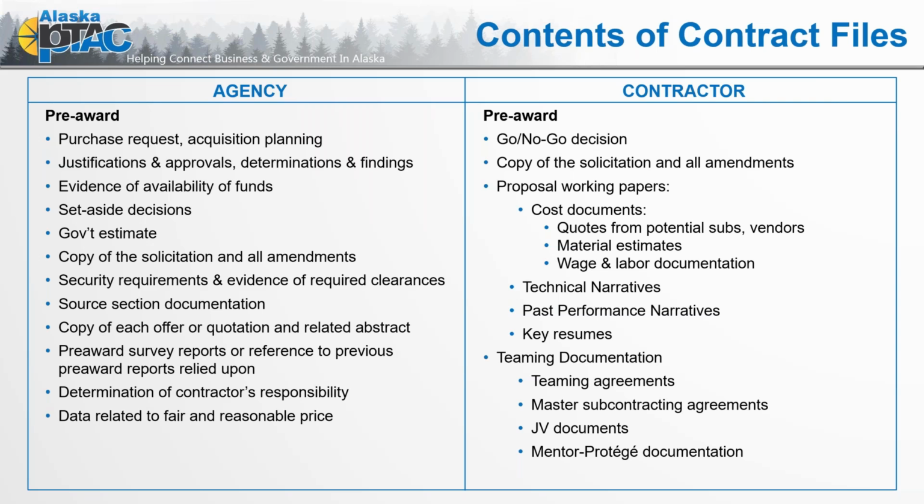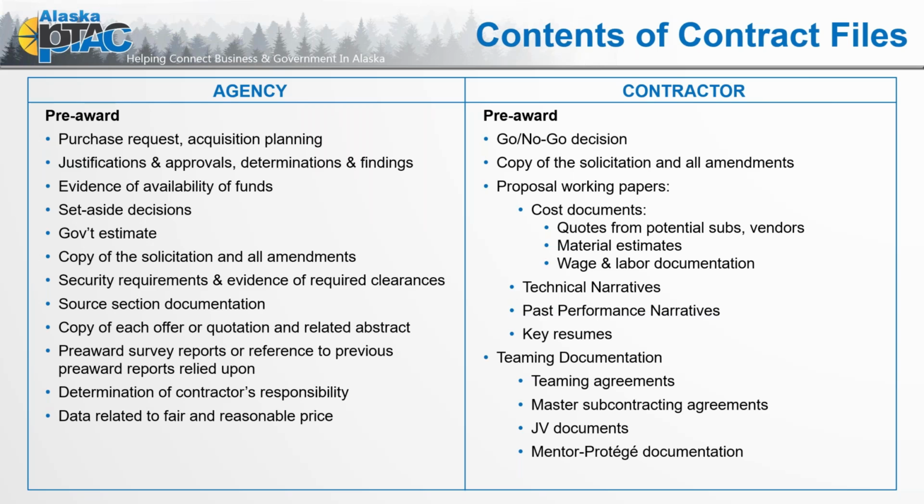You need to often go back to that working document to help establish what you had proposed and anticipated versus what the costs of the change are. So having that information already gathered goes a long way towards having that completed contract file for closeout purposes. We also want, as part of the proposal working papers, those technical narratives, past performance narratives, and key resumes. All of that documentation that we took time to build should be part of that completed contract file. Teaming documentation, teaming agreements, etc.